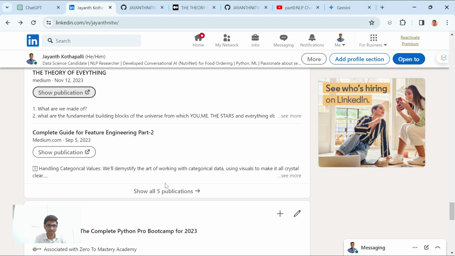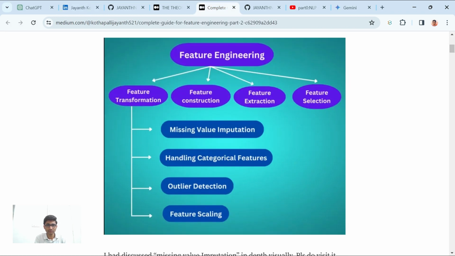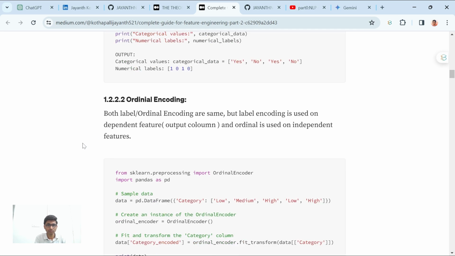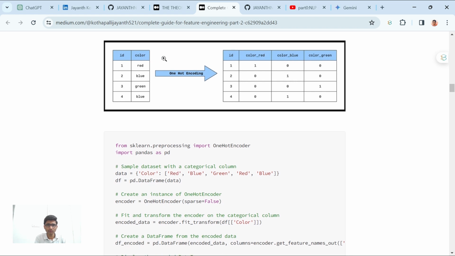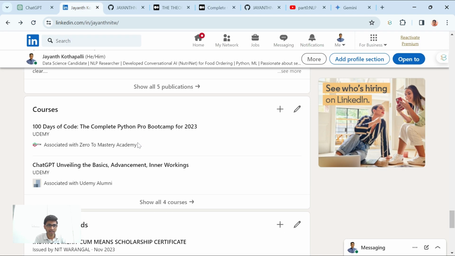You can see all the publications. Feature engineering. What is feature engineering? I have written the complete blogs. See, we have to link to those blogs as well. See, in part two, it's visually appealing. I have added as many pictures as possible, so that people can understand visually. You can go through these blogs as well, guys, if you like the content.